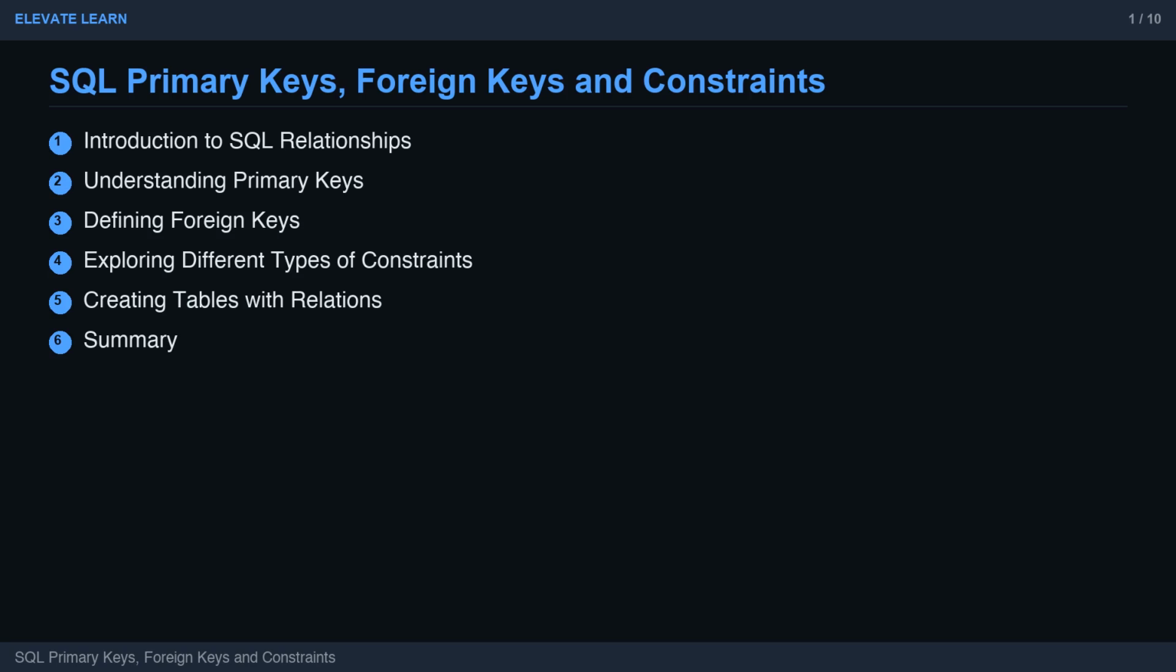Next, we'll explore what a primary key is. Think of it as the unique identifier for each record in your table. Then, we'll define foreign keys, which establish links between tables by referencing these primary keys.